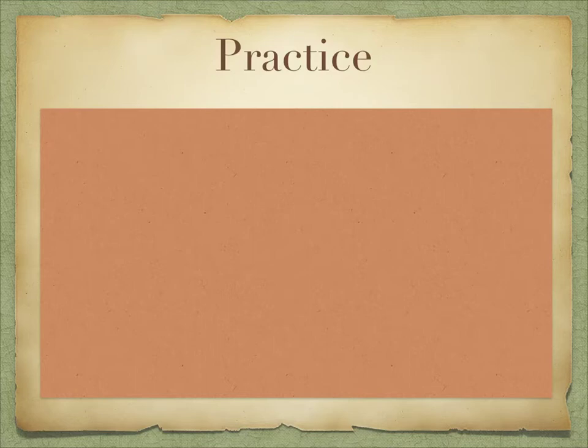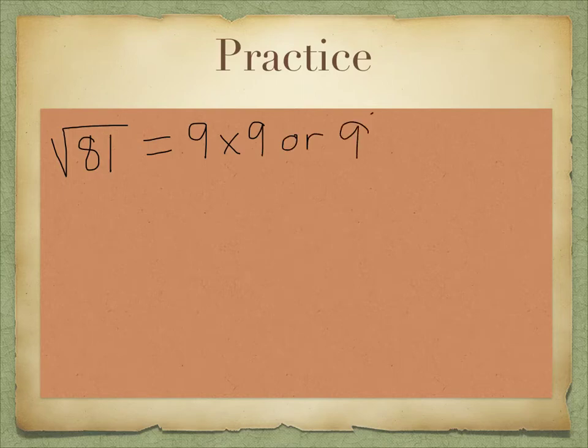Okay, some practice problems. Let's find the square root of 81. So we want to know what number squared equals 81. So 9 times 9, or 9 squared, equals 81. So the square root of 81 equals positive or negative 9.